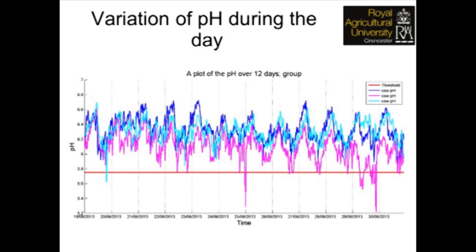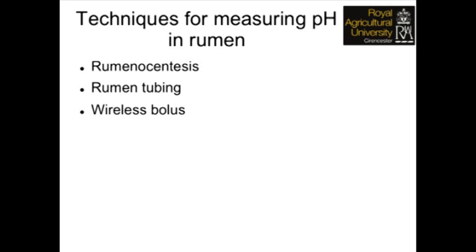As soon as she gets a big feed in the morning, the rumen bacteria start being very active. They produce lots of hydrogen ions, and the pH falls. Now we've got various techniques for measuring the pH in the rumen.